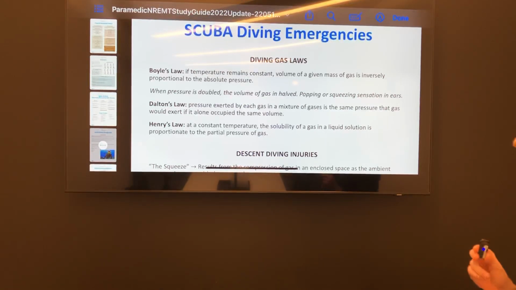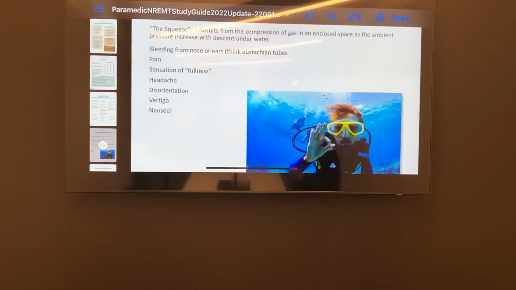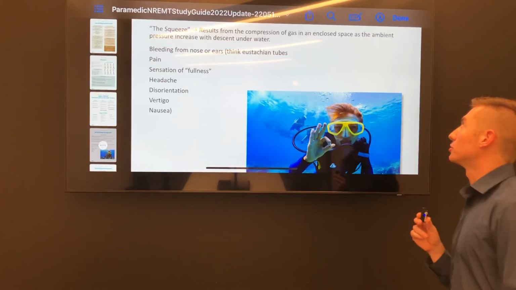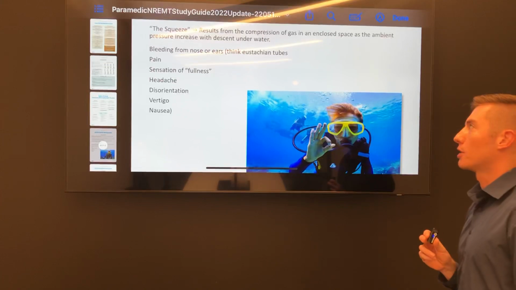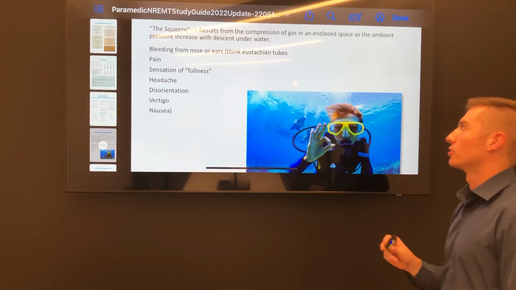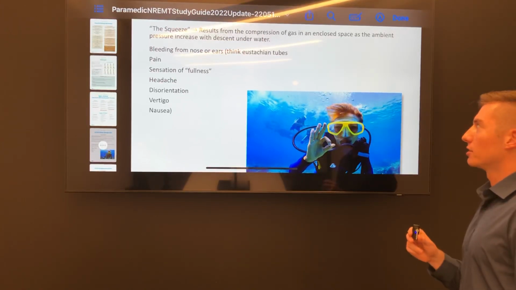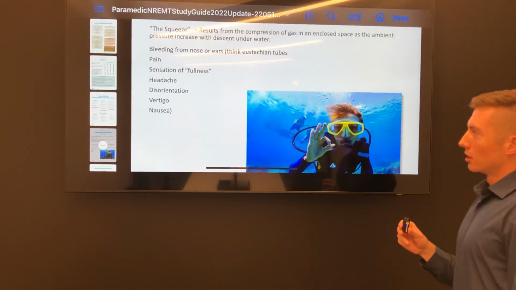pressure of the gas. Descent diving injuries. So the squeeze, this is the result from the compression of gas in an enclosed space, such as the ambient pressure that increases with the descent underwater. Bleeding from the nose, ears, think eustachian tubes.